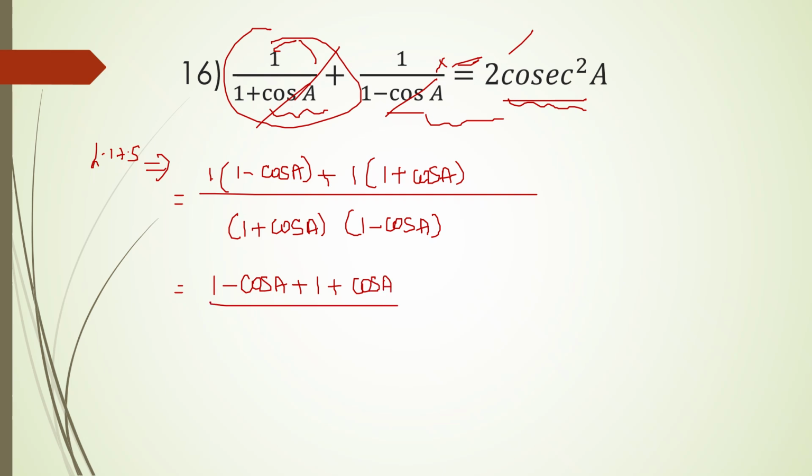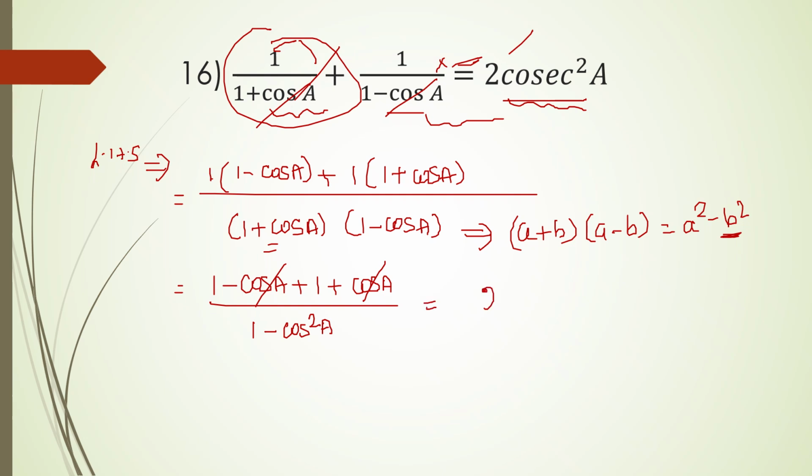And in the denominator, this is of the form A plus B into A minus B. So we can use that identity. What is it equivalent to? A square minus B square. What is our A in this denominator? It is 1, so 1 square is going to be 1 only. So I am writing this as 1 minus cos square A, because our B is cos A. And yes, in the numerator, the minus cos A and plus cos A get cancelled, because the signs are alternate. So we are left with 1 plus 1, which is 2.